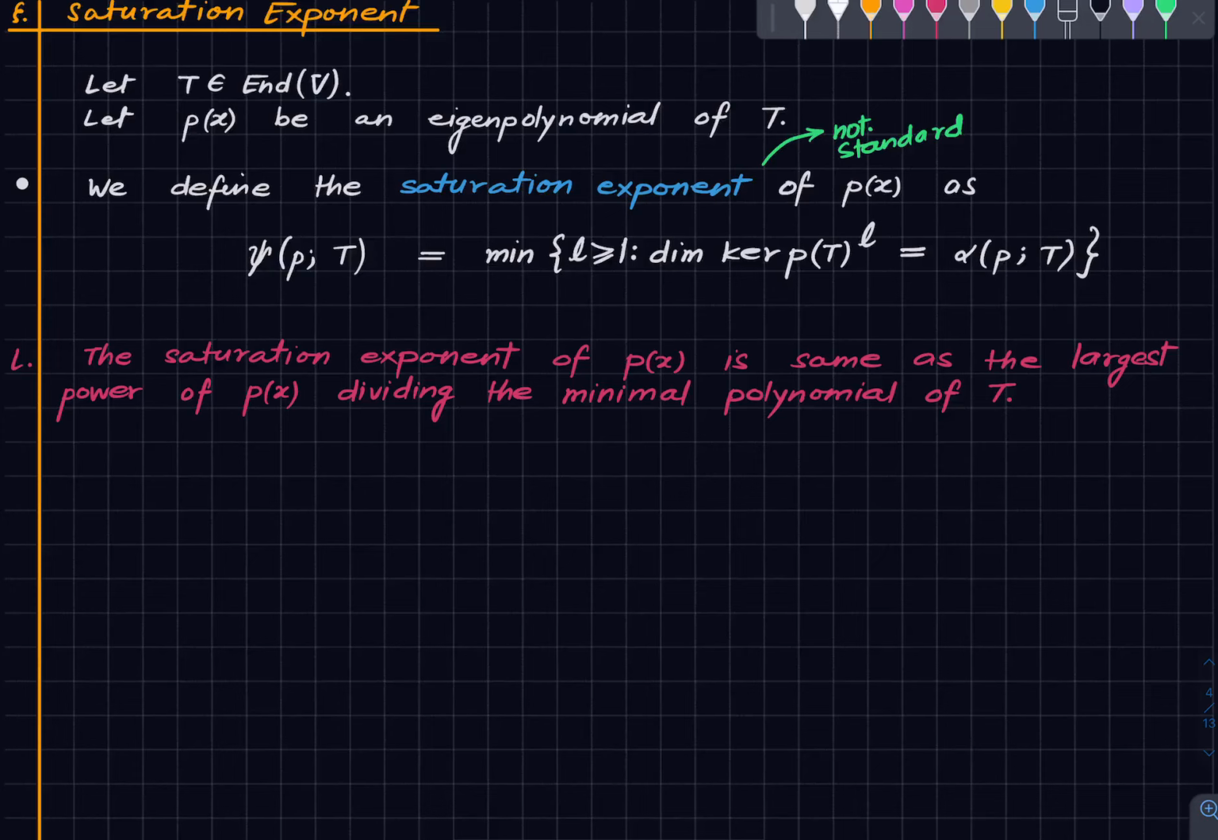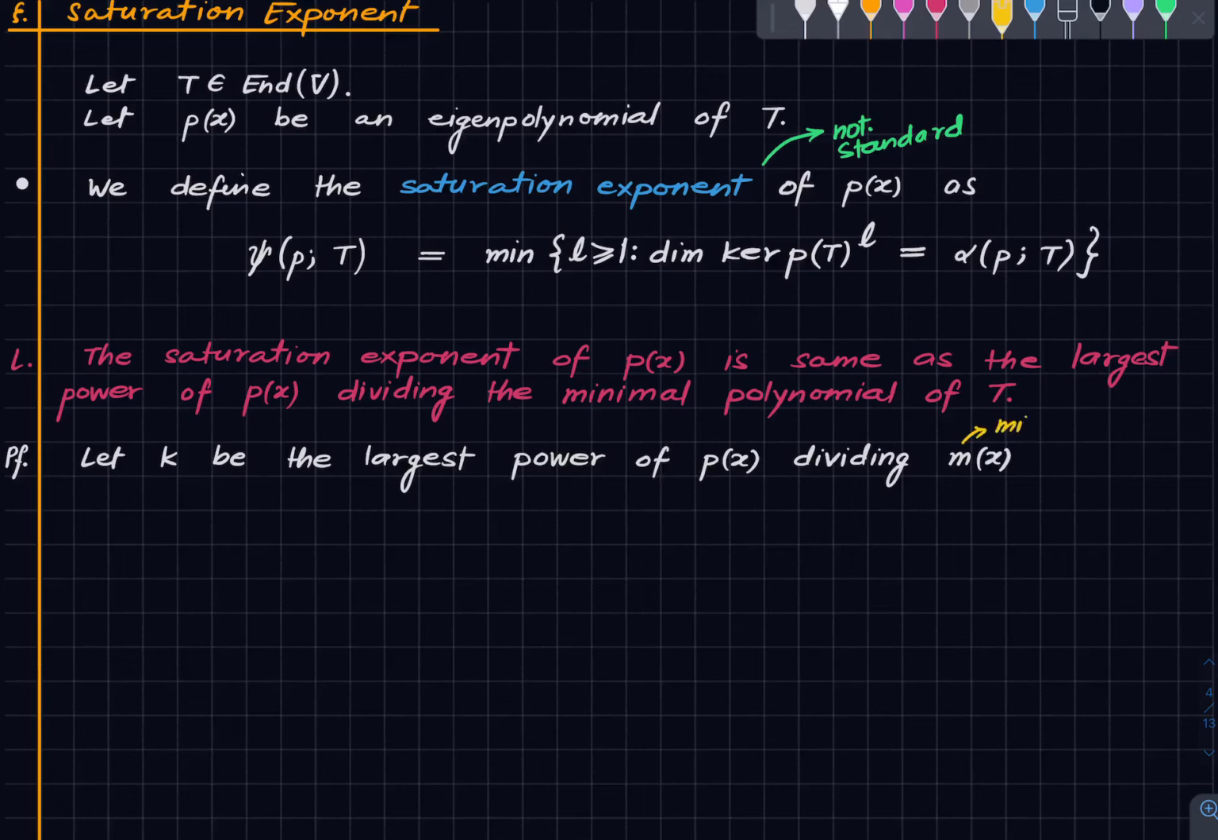Okay, so let us start with the proof. Let k be the largest power of px that divides mx, where mx is the minimal polynomial. Then, as in the exercise that I left you with in the beginning, we know that k is at most the dimension of the vector space V.